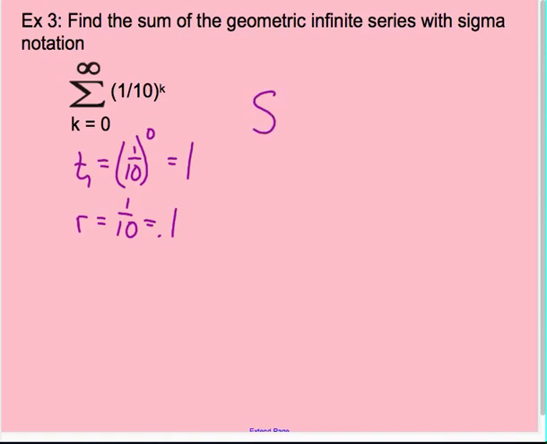So the sum of the series would be our first term divided by 1 minus our common ratio. So we would get 1 divided by 9/10, and that would give us 1.1 repeating. Or we can turn that into a mixed number, and that would be 10/9.